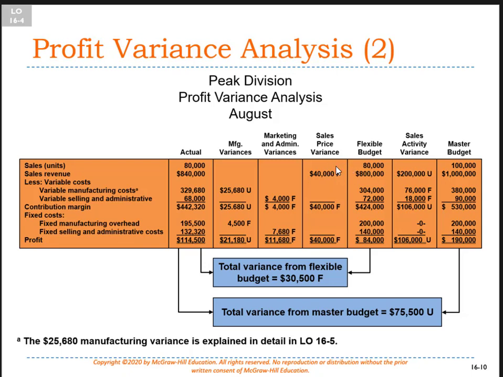So you might say that together, the total variance between the actual $840,000 and the million is $160,000. A $200,000 unfavorable sales activity variance because we sold fewer units, and a $40,000 favorable variance. Those offset each other, because one's favorable and one's unfavorable, and that's a concept we want to get used to: they can offset each other. So the total variance between that master budget and the actual $840,000.